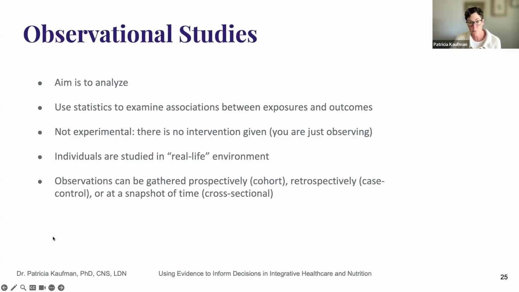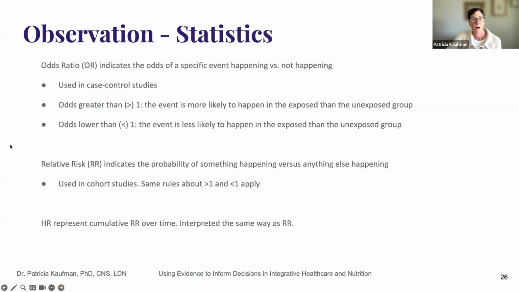Observationals can be gathered prospectively, which is typically a cohort; retrospectively, so going backwards, which is case control; or as a snapshot at a time, which is considered cross-sectional. So think cross-sectional, one point in time. We have different statistics for observational studies.